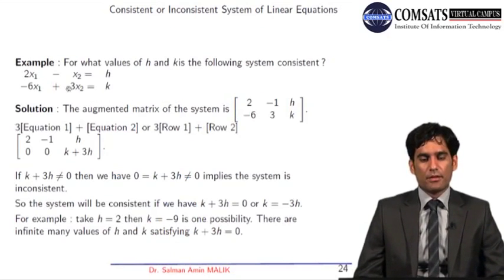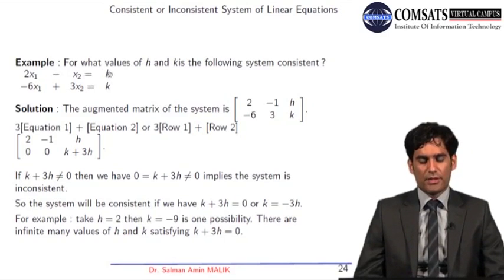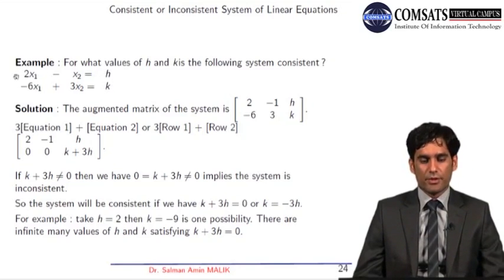Let's do another example. For what values of h and k is the following system consistent? We have to find the values of h and k. h and k are unknowns, which are on the right hand side of your system of linear equations, 2 by 2. And remember that the geometry of these equations is straight lines. So we are going to write the augmented matrix corresponding to this system, which is 2, minus 1, h, minus 6, 3 and h. So the order of the augmented matrix is 2 by 3.